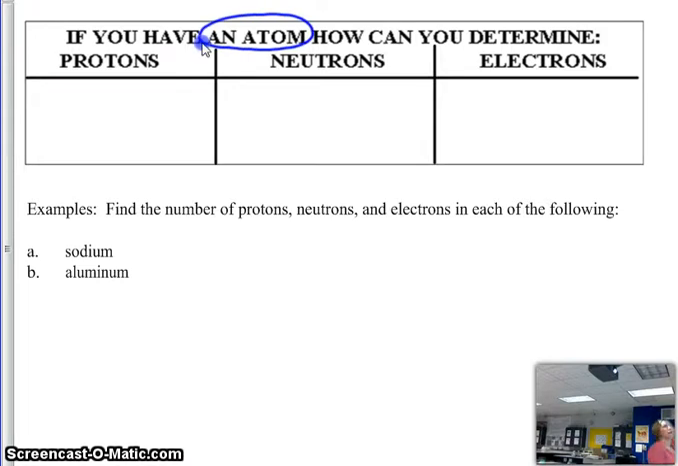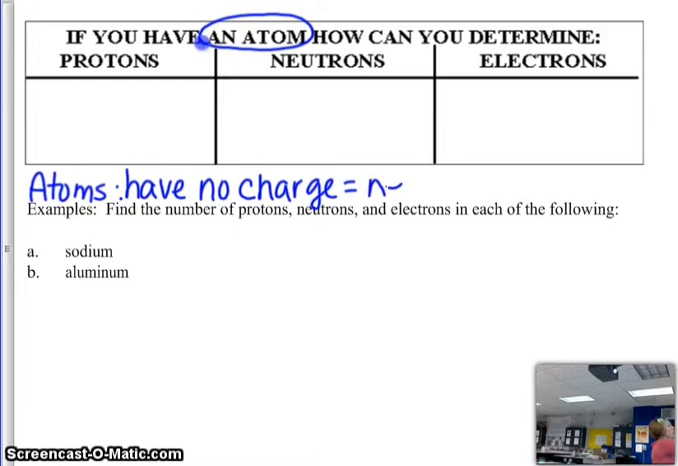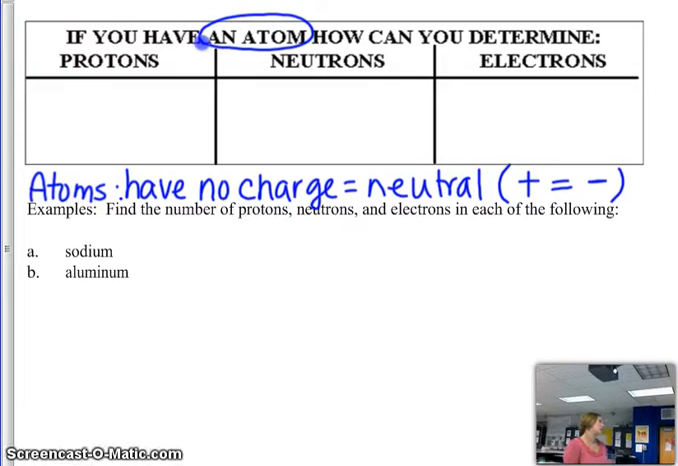So let's define what an atom is first. You probably know that atoms make up everything. That's why you can't trust them, right? And that they are the building blocks of all matter, from which all matter is made. But atoms are always neutral. They're neutral, which means their charged particles must be equal, right? Their pluses must equal their minuses. In all atoms, that is the case.